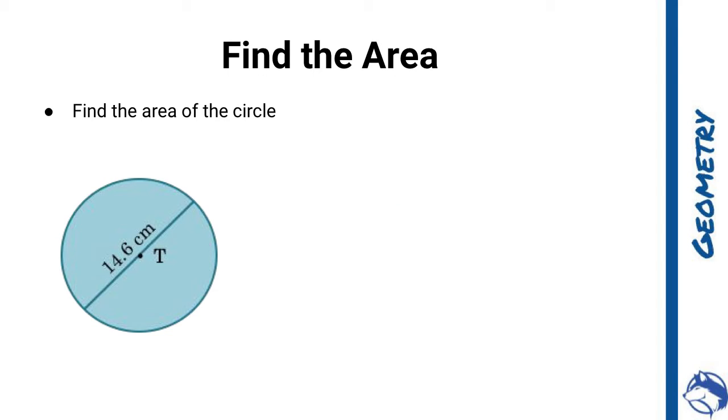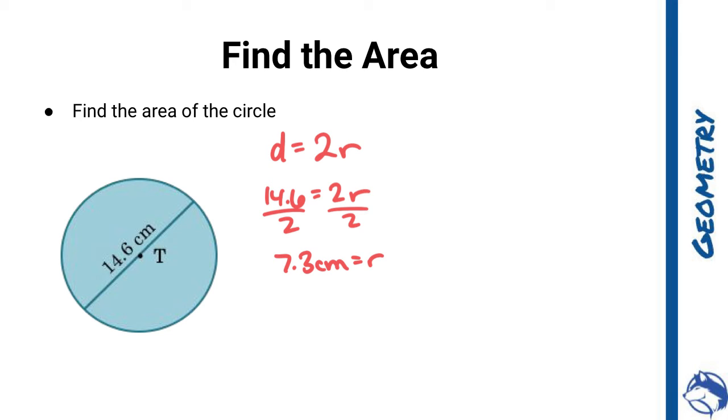So we've got to find the area of this circle. Well, they give us the diameter. Well, the diameter is equal to 2 times the radius. So if this is 14.6, then all I have to do is divide by 2 to get my radius, which is 7.3 centimeters for my radius.